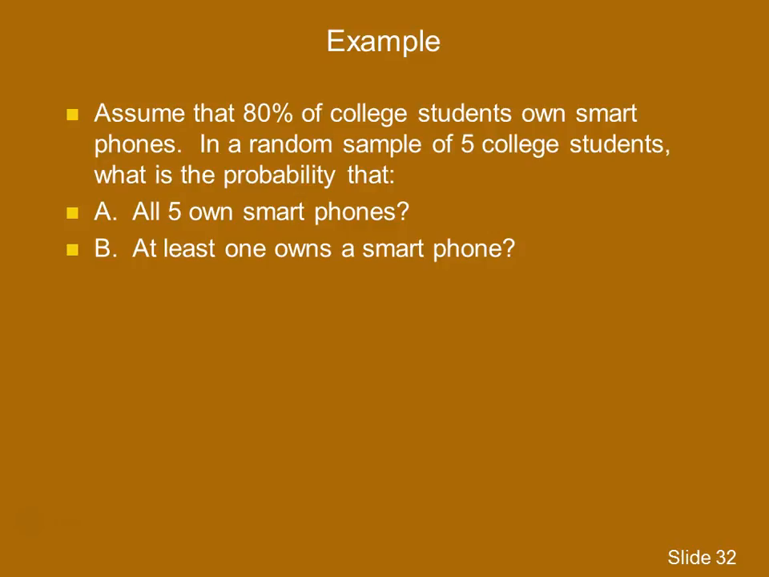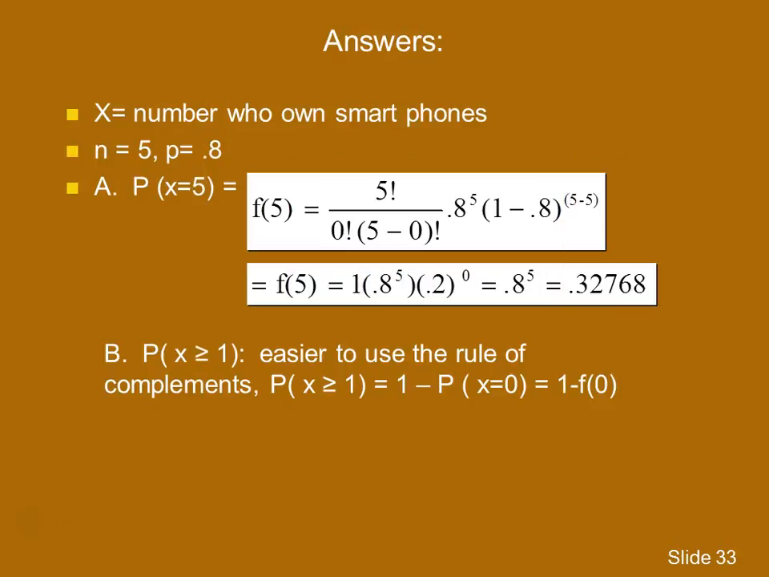The easier way to do part B is to do the complement. That is, at least one owning a smartphone has to be the complement of none owning a smartphone. Or as I write it down here, the probability that x is bigger than or equal to 1 is equal to 1 minus the probability that x equals 0, or we can write that as 1 minus f of 0. I want 1 or more of the 5 students owning smartphones, but the only other option is none of them own smartphones.